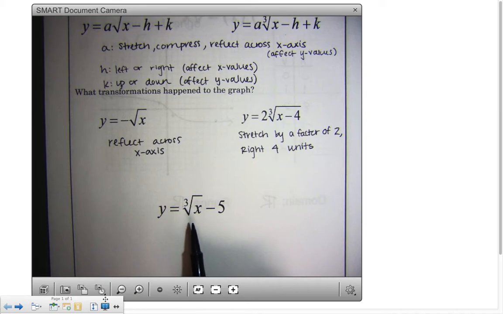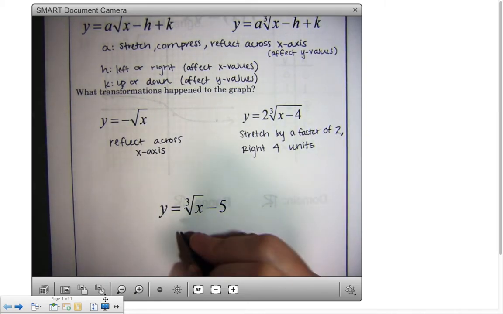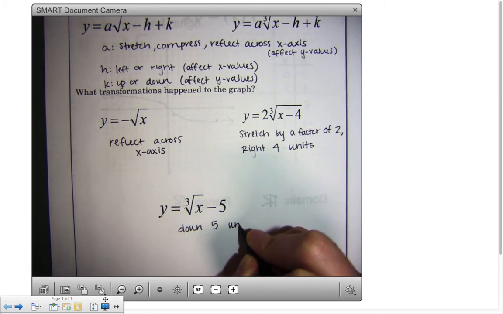Last one's also coming from the parent function of a cube root, but now we're subtracting 5 on the outside of the function. So that means that I'm going to shift down 5 units.